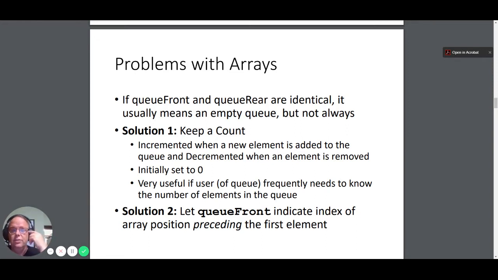And this is also useful if a user of the queue needs to know the number of elements in the queue. So it gives us additional information, and it's not a bad thing to add in, particularly if it's a class. Just have another attribute to that class. And solution number 2 is let queue front indicate the index of the array position preceding the first element, so that you don't end up with those two being equal.